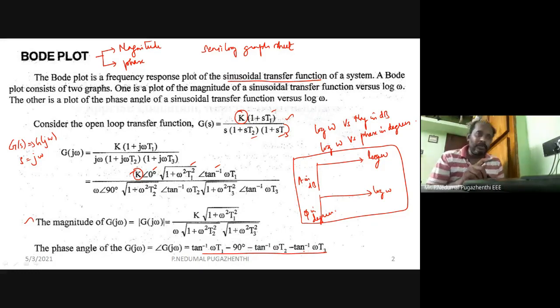Every magnitude equation and angle equation, you know how to write it. If you have a doubt, please ask me right now.